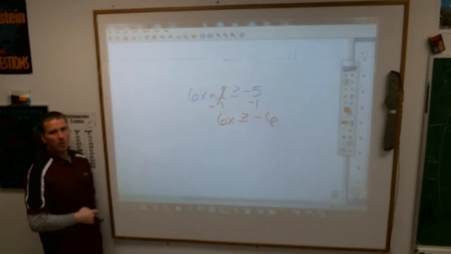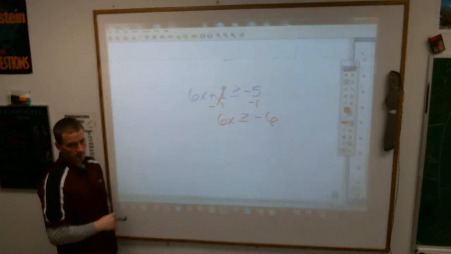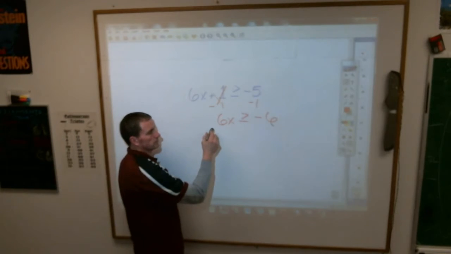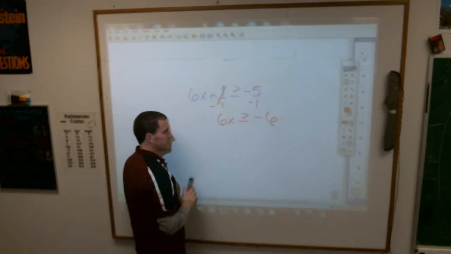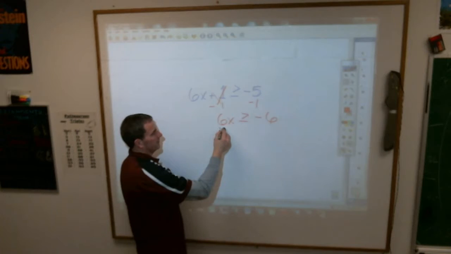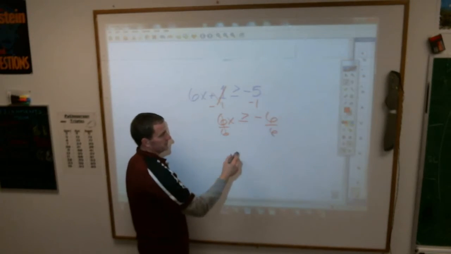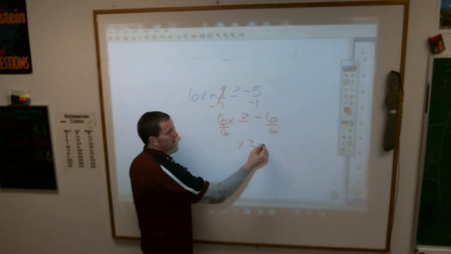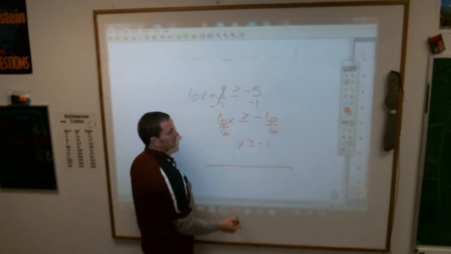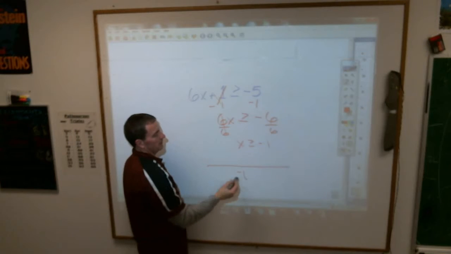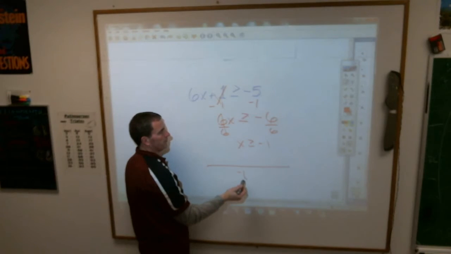Okay. Now, Brooklyn, what do I do next? You will divide by 3. There's no 3s there. 6. Yeah, we want x by itself, so 6 divided by 6 goes away. Negative 6 divided by 6 is negative 1. When I graph it, at negative 1, is it going to be a closed circle or open?